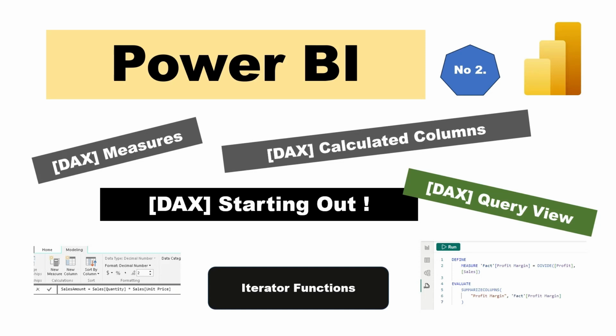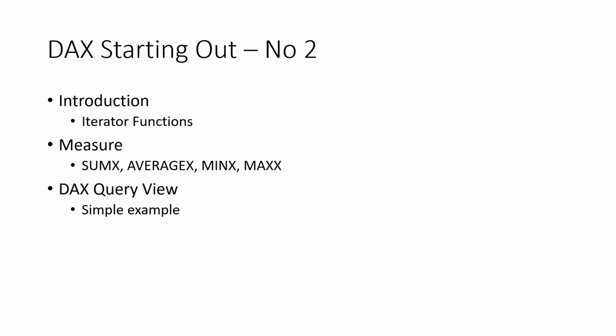In this episode of DAX Starting Out, we look at iterator functions. These functions calculate an expression over a table or a column and return a single value. They work by iterating over each row of a table and performing a specific calculation on each row. The functions we'll use today are SUMX, AVERAGEX, MINX, and MAXX, where the X indicates the function is an iterator.